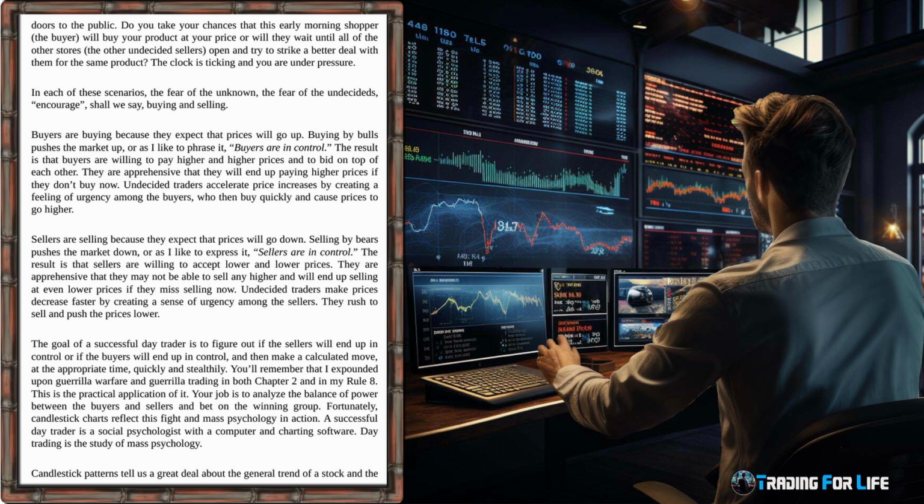prices to go higher. Sellers are selling because they expect that prices will go down. Selling by bears pushes the market down, or as I like to express it, sellers are in control. The result is that sellers are willing to accept lower and lower prices. They are apprehensive that they may not be able to sell any higher and will end up selling at even lower prices if they miss selling now. Undecided traders make prices decrease faster by creating a sense of urgency among the sellers. They rush to sell and push the prices lower.